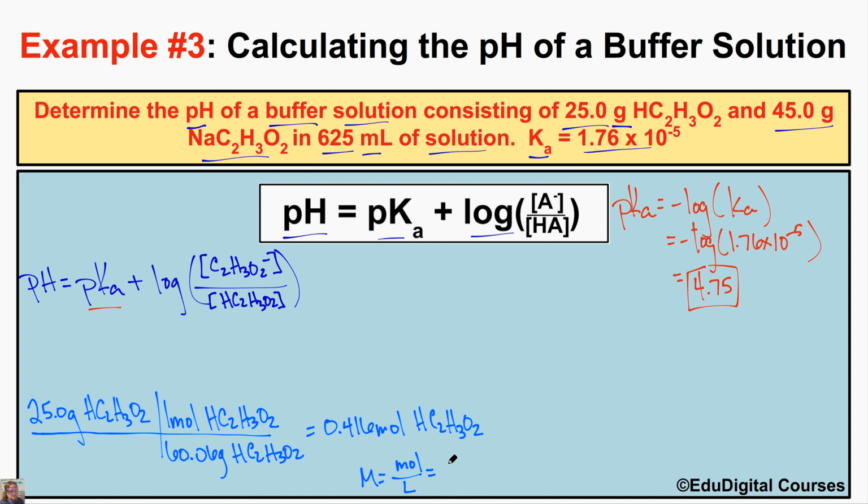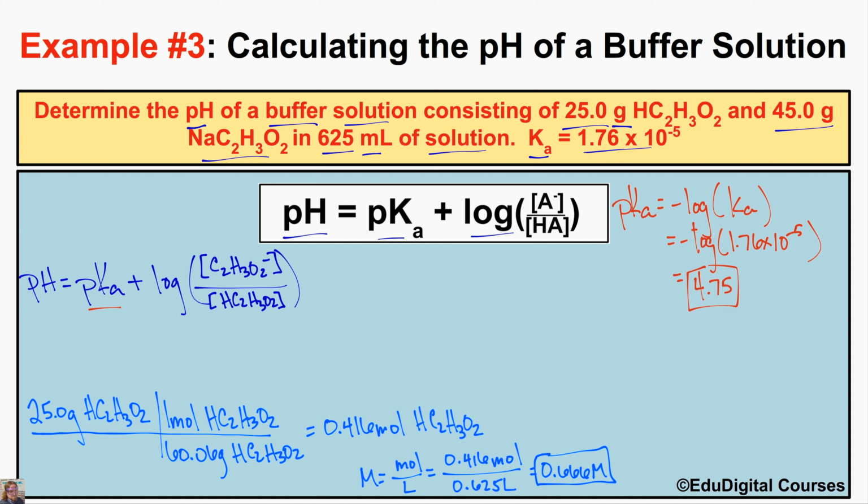So we have 0.416 moles. And how many liters of solution do we have? Well, it tells us we have 625 mLs. That's the same thing as 0.625 liters. And so when we put 0.416 divided by 0.625 in our calculator, we end up with a concentration of 0.666 moles per liter, or a 0.666 molar solution of our weak acid.